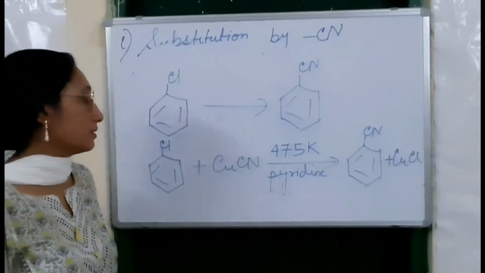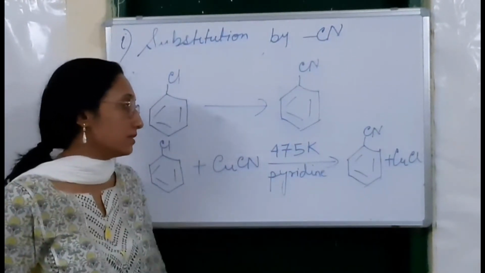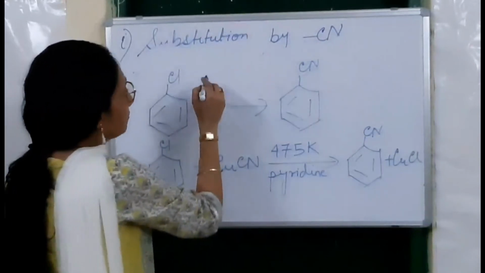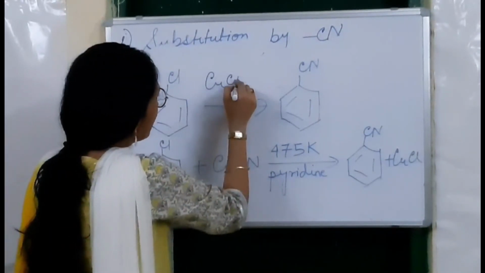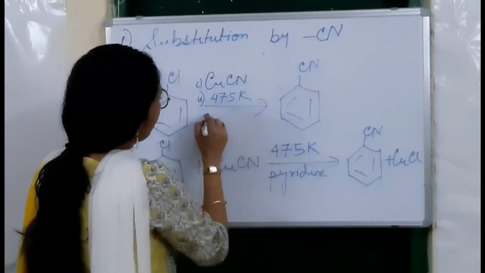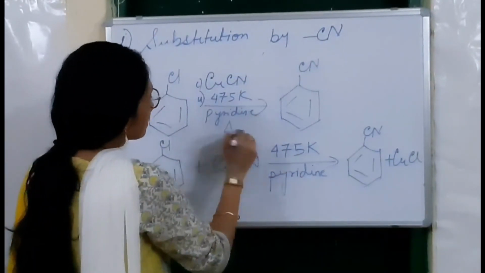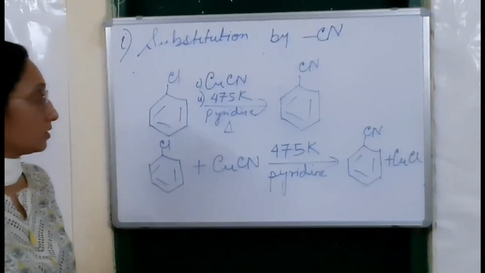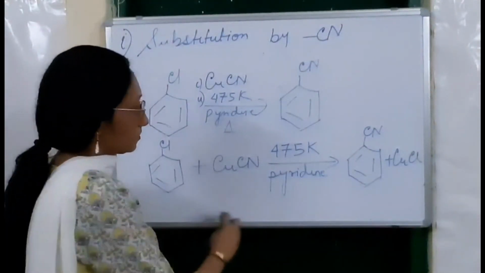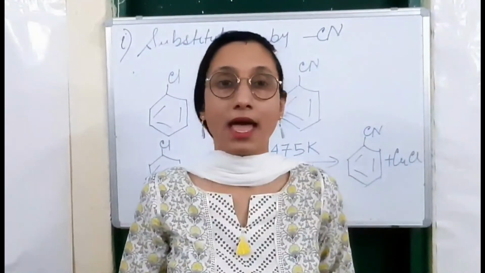So chlorobenzene plus CuCN, 475 Kelvin, pyridine, you will get cyanobenzene plus CuCl. For the conversion, what will you write? You will write CuCN, 475 Kelvin and pyridine. You have to heat this. Now this is all about the nucleophilic substitution reactions of aryl halides.